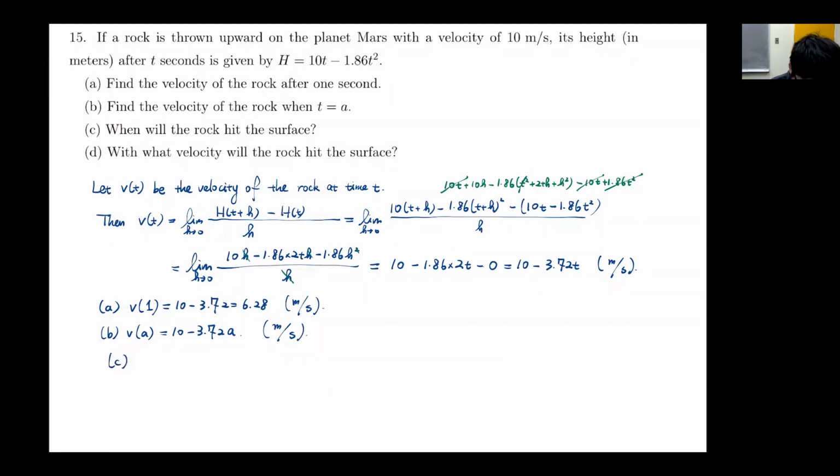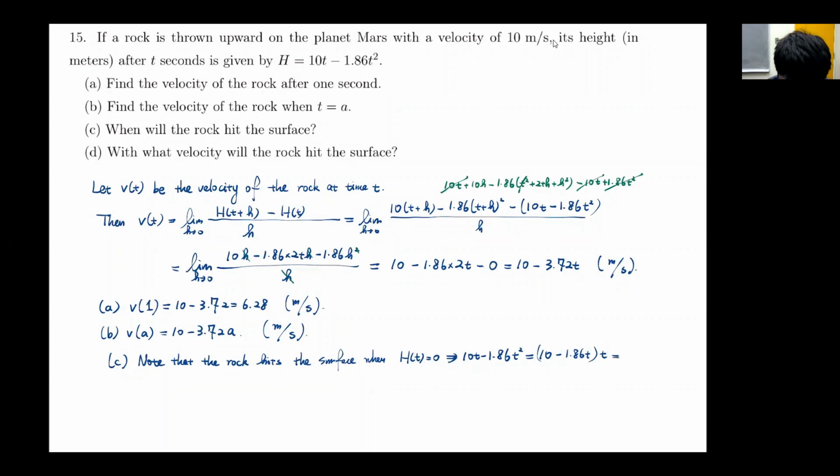For part C, note that the rock hits the surface when h of t equals 0. So this tells me that 10t minus 1.86 t squared equals 0. If you factorize this, that will be 10 minus 1.86 t times t. You need to solve the equation that this equals 0. Obviously, there will be two solutions: t equals 0 or t equals 10 divided by 1.86.